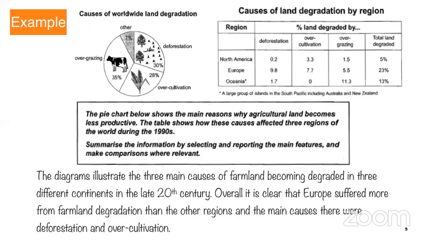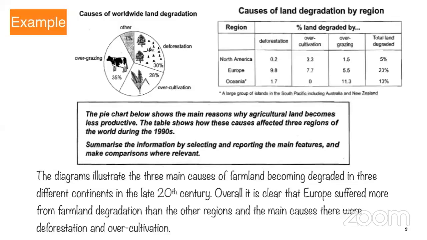Then you need to do a general overview. Now this means that you are giving the general pattern or the general trend of the statistics that you can see in the diagram. So in this case, we can see in the table that Europe has the highest percentage of total land degraded. And in Europe, it's deforestation and overcultivation that causes that. So we could use that in our introduction as well.